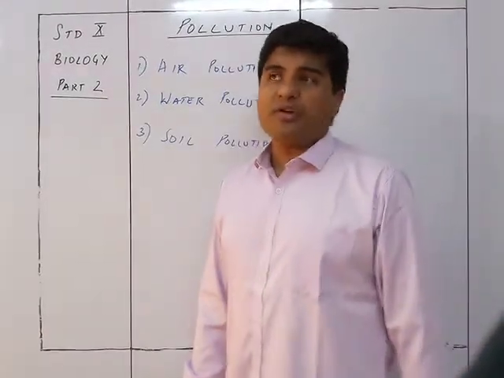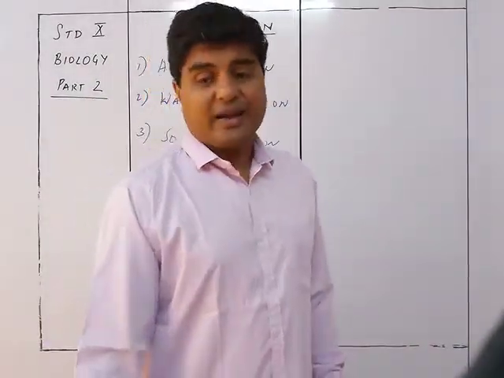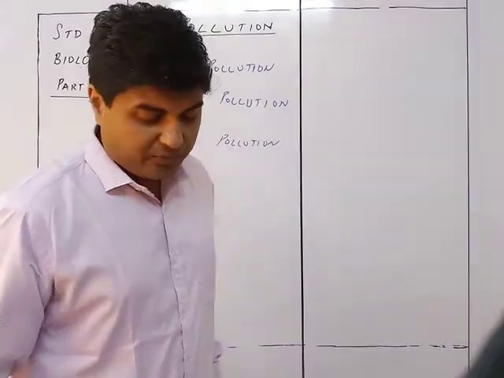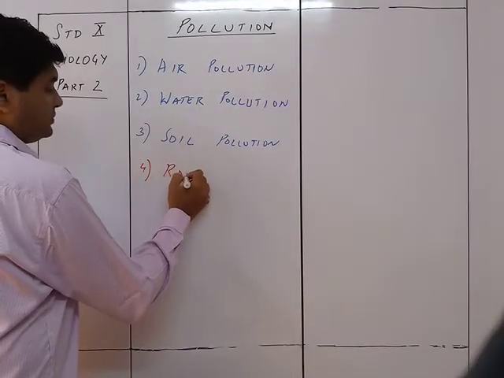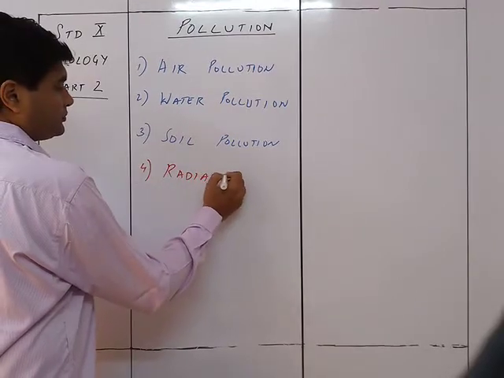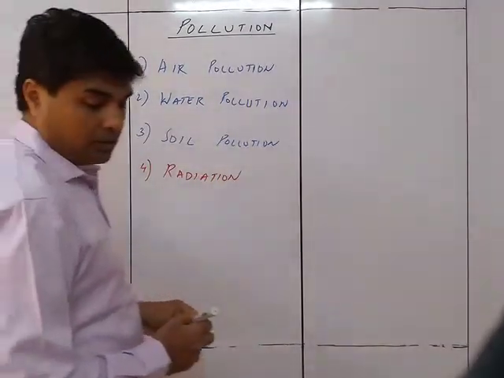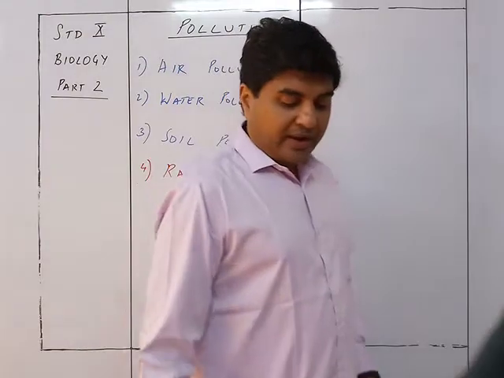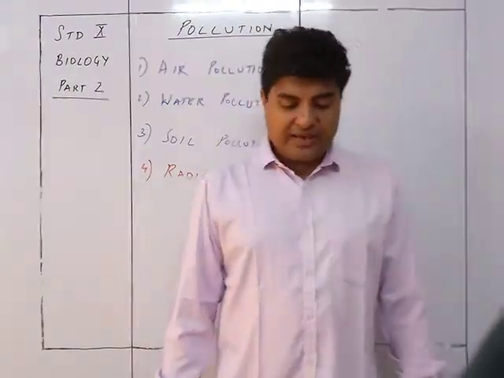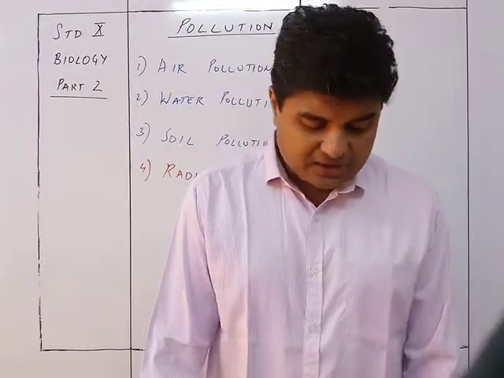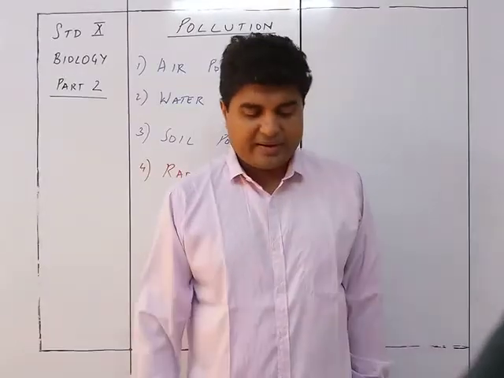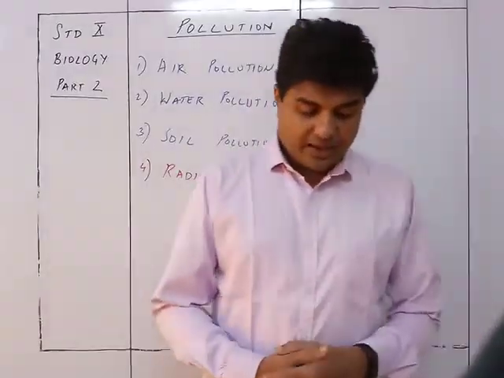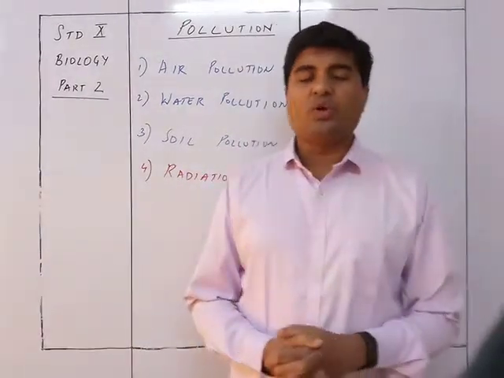The next pollution that we see is radiation. So the next kind of pollution, the fourth one, is radiation. Radiation is a form of energy consisting of high energy particles. It is being used extensively in the field of medicine, that is X-rays, and in generating electricity in nuclear power plants.